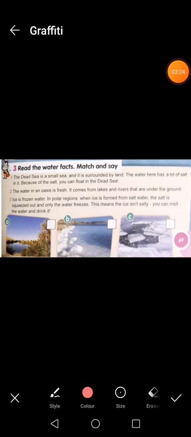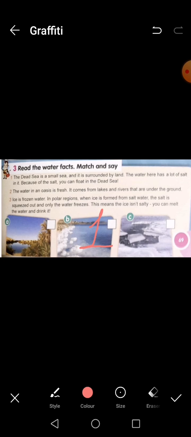Now we are going to speak about some water facts. Okay? Let's match and say. Number 1, the Dead Sea is a small sea, and it's surrounded by land. The water here has a lot of salt in it. You can float in the Dead Sea, okay. For number 1, the Dead Sea, which picture are you going to choose? Of course, we are going to choose picture number B.